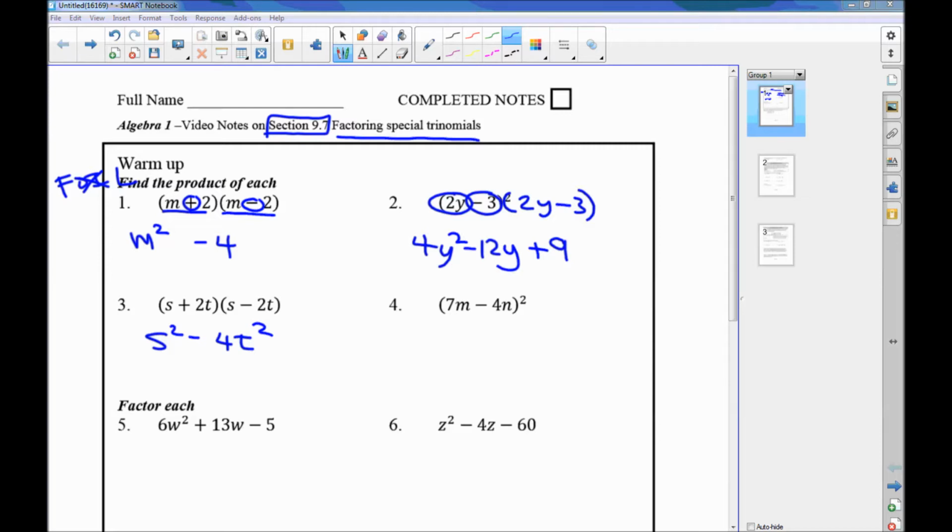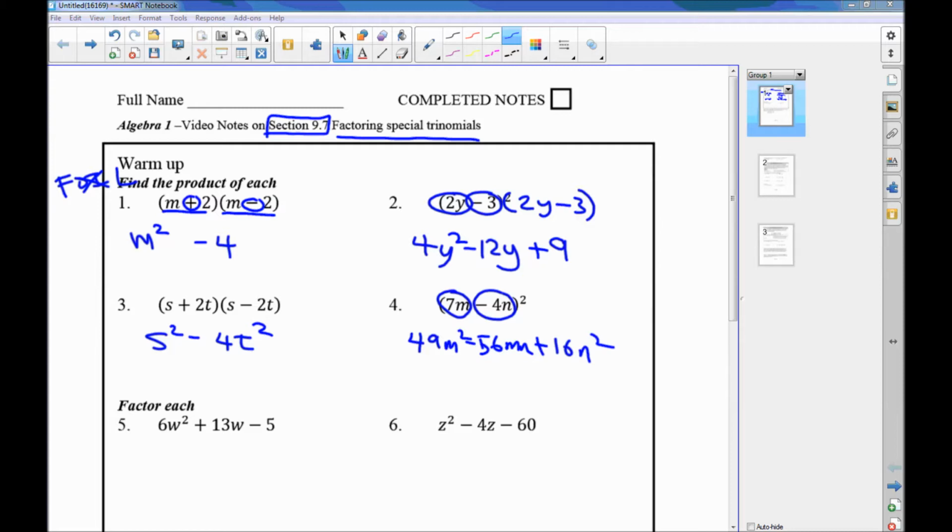Same thing for number 4. Square the first one, 49m squared. Square the second one, negative 4n times negative 4n makes plus 16n squared. Multiply the two terms together, that makes negative 28mn. And then there are two of them, for the outside and the inside, so it'll be negative 56mn.